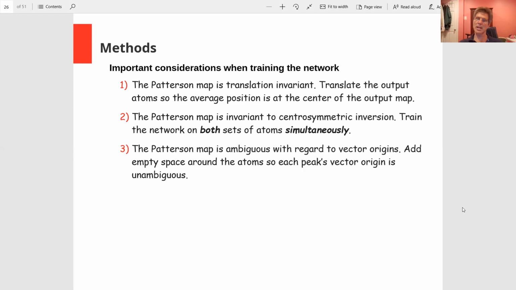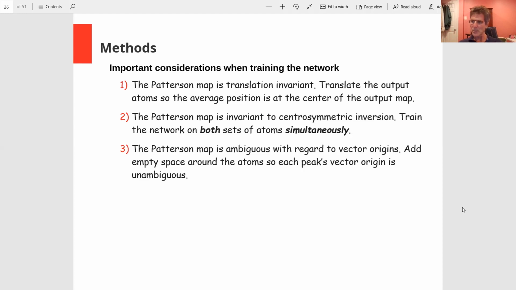And you can't train on one and then the other, and there's really no way to distinguish one from the other. And so what I figured out to do was to train on both sets of atoms simultaneously. And that was kind of a key for getting this whole thing to work.